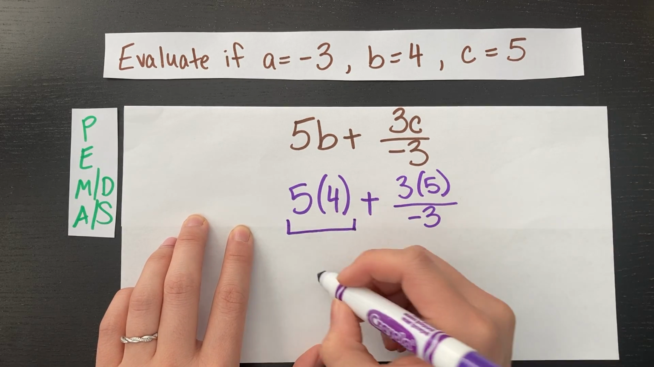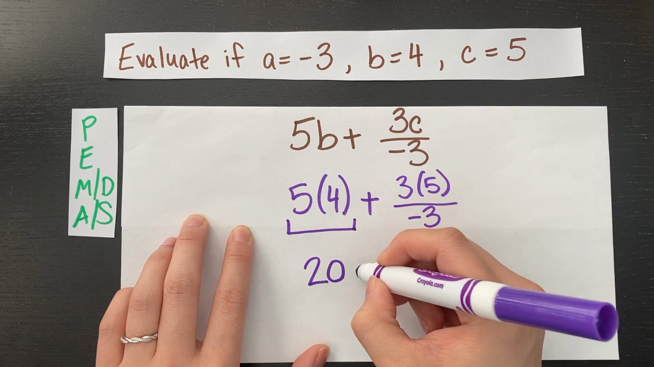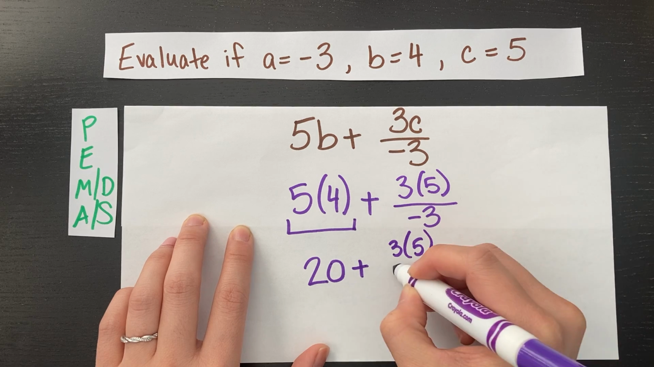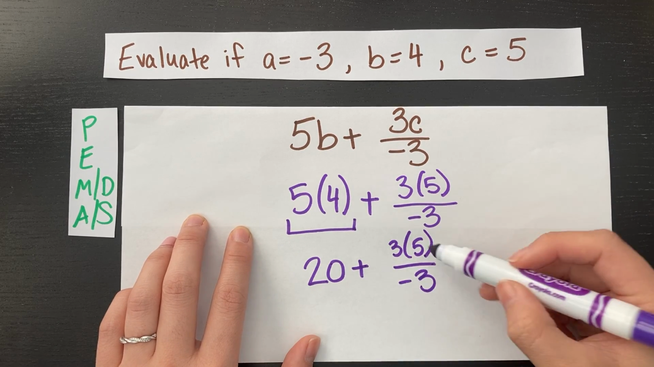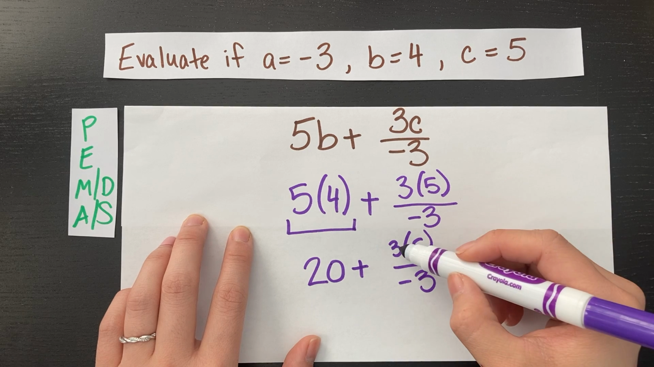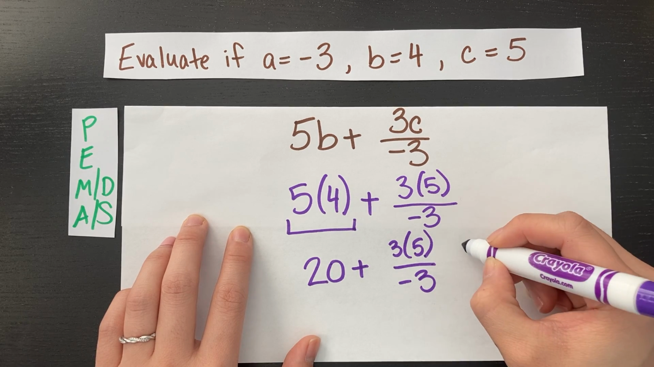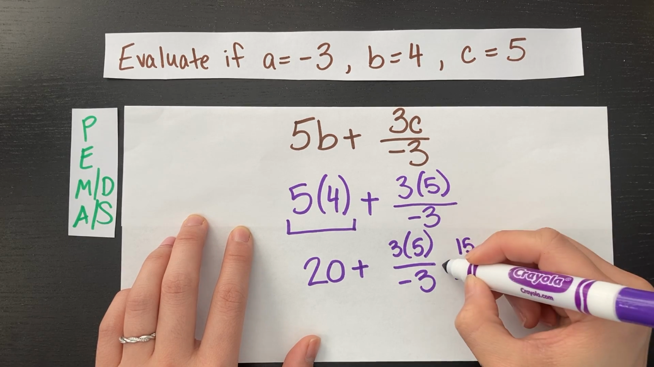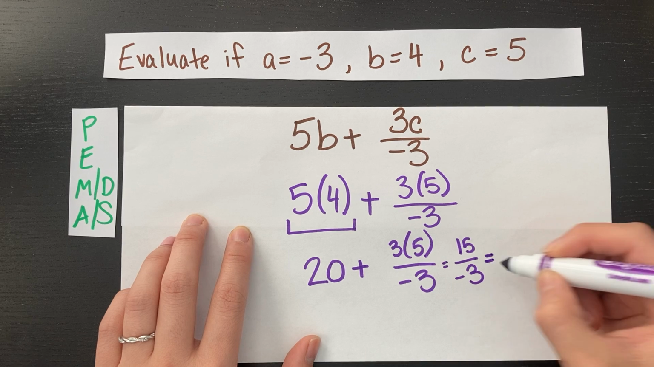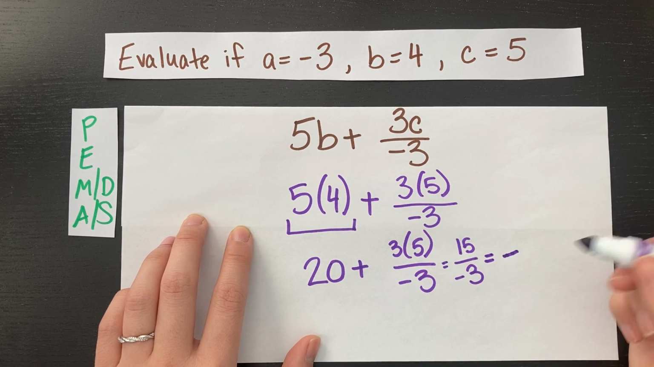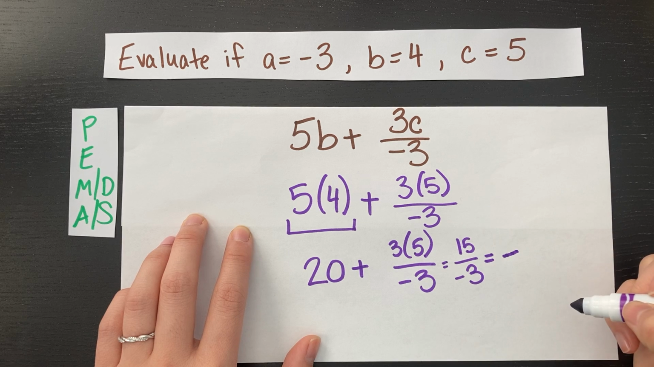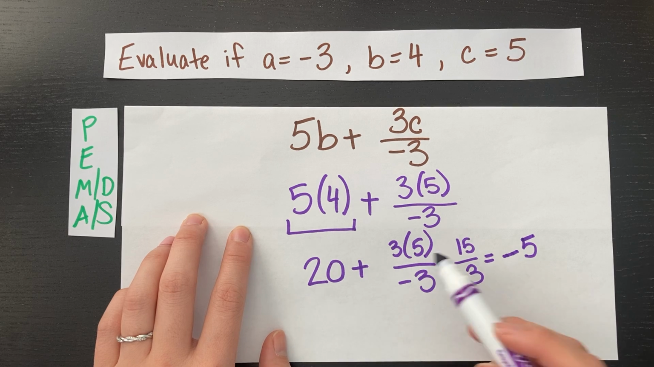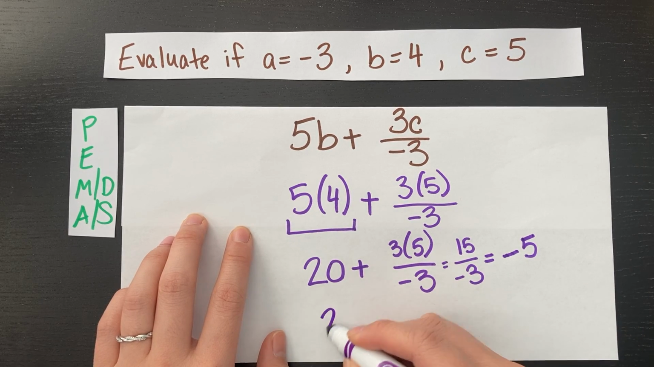So 5 times 4 is 20, plus 3 times 5 over negative 3. Now I'm going to focus on this here. 3 times 5 is 15 over negative 3. And when we divide at the end here, it's going to be a negative, because a positive divided by a negative is a negative 5. So this equals negative 5.